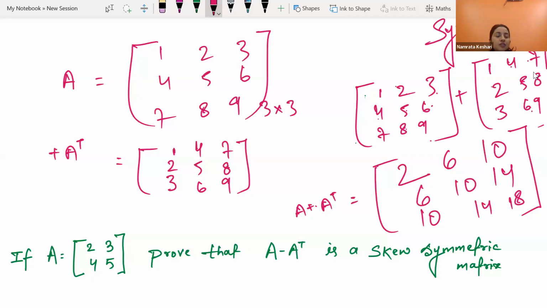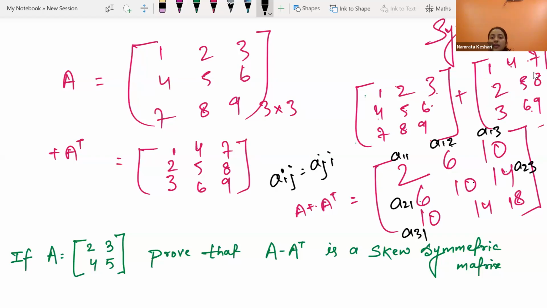We need to check whether it is symmetric or not. Can you see it is symmetric? In a symmetric matrix, Aij and Aji are the same, so you can check. This is A11, this is A12, this is A13. So A12 and A21 are the same. Can you see that? Yes. A13 and A31 are the same. Similarly A23 and A32. Can you see it's exactly the same? Yes, it is symmetric, right?